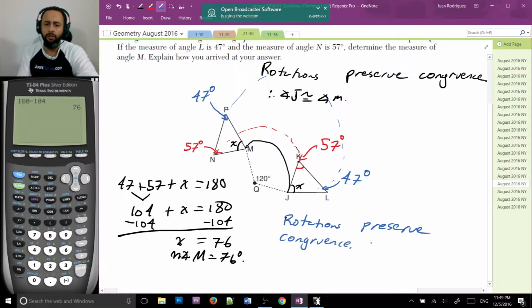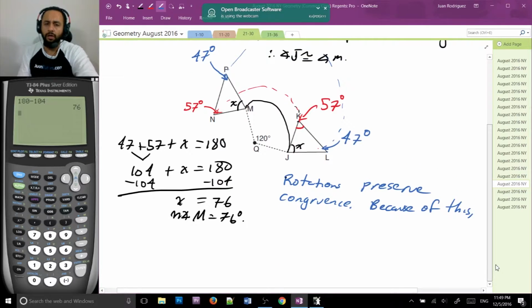Okay, because of this, the measure of angle J is equal to the measure of angle M, and then the measure of angle K is equal to the measure of angle P is equal to 47 degrees.